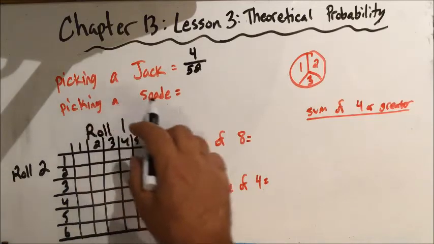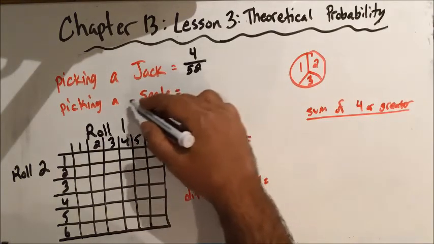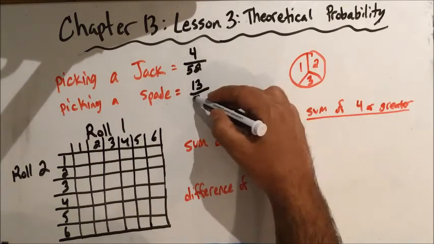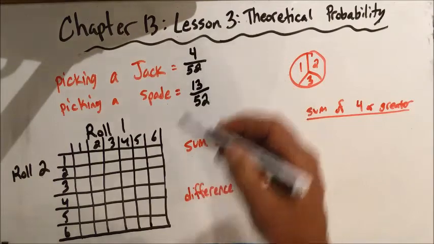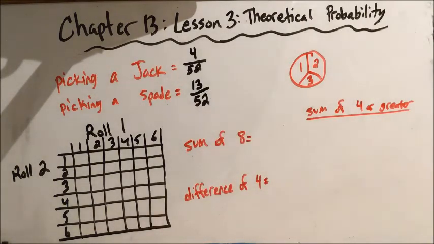If I wanted to know the probability of picking a spade, I know that there are 4 suits: hearts, diamonds, spades, and clubs. And each suit has 13 cards: ace, 2, 3, 4, 5, 6, 7, 8, 9, 10, jack, queen, and king. So if I wanted to pick a spade, I know there are 13 spades in total, and there are 52 cards in the whole deck. So my fraction would be 13 over 52.